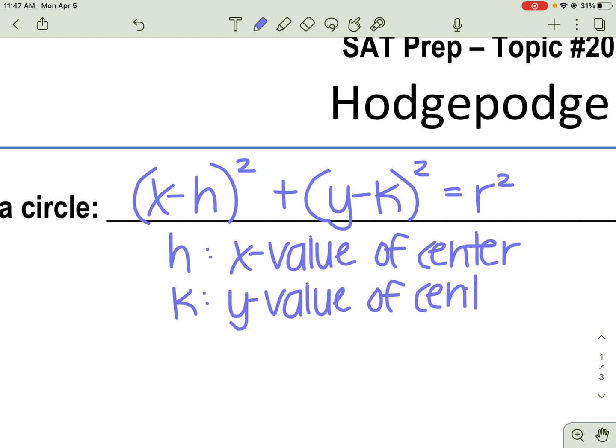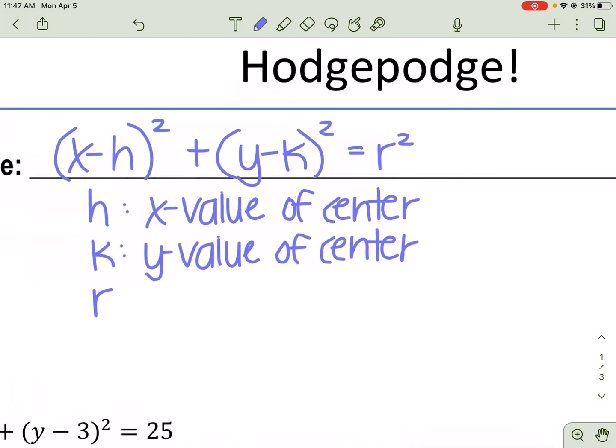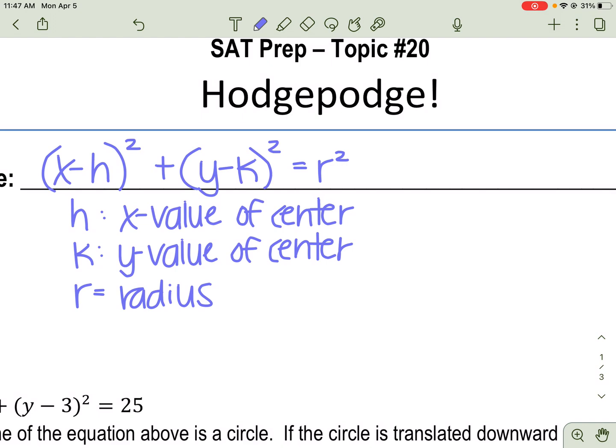Okay, we know in a circle all the points on the edge are equidistant from the center, so that's an important point to know. Okay, and then r is the radius. Okay, so you can see here in our equation, the radius is squared. So whatever's over, let's say it was a 64, the radius then would be 8.